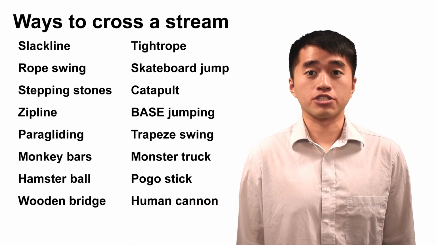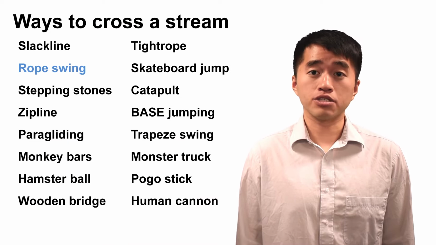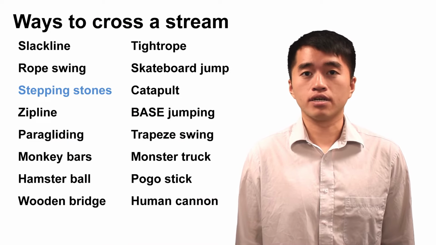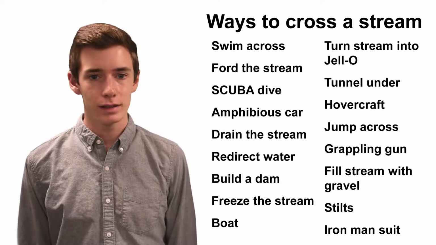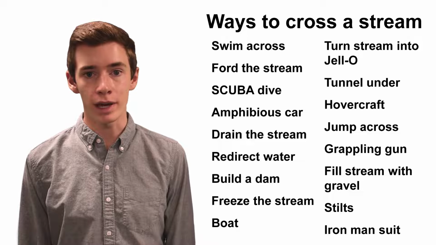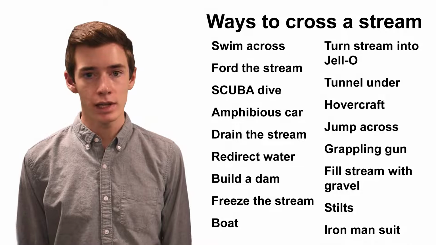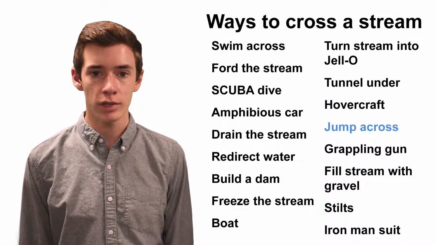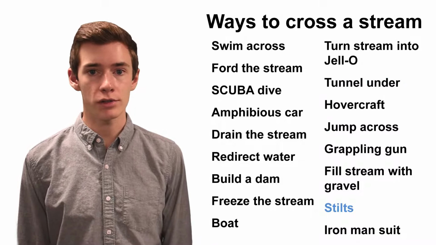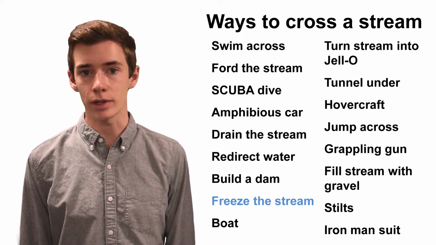In the previous video, we generated some solutions to the problem of crossing a stream. We generated solutions such as building a wooden bridge, using a rope swing, stepping stones, a tightrope, or a zip line to get across. Then we relaxed the assumptions that we made and generated even more ideas, such as tunneling under the stream, jumping across the stream, using a boat, walking across using stilts, or freezing the stream. At this point, we've generated a lot of solution ideas.